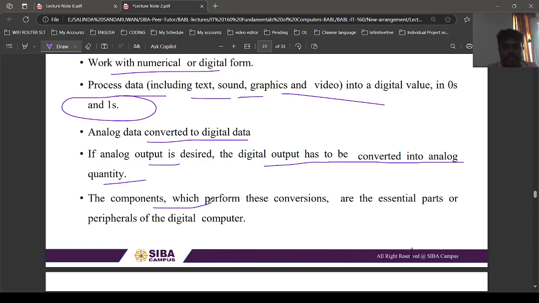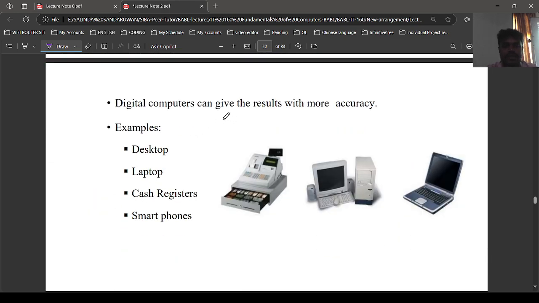The components which perform these conversions are the essential parts of the peripherals of the digital computer. So you have some other supporting devices. Digital computers can give results with more accuracy. Examples: desktop, laptop, cash registers, smartphones.